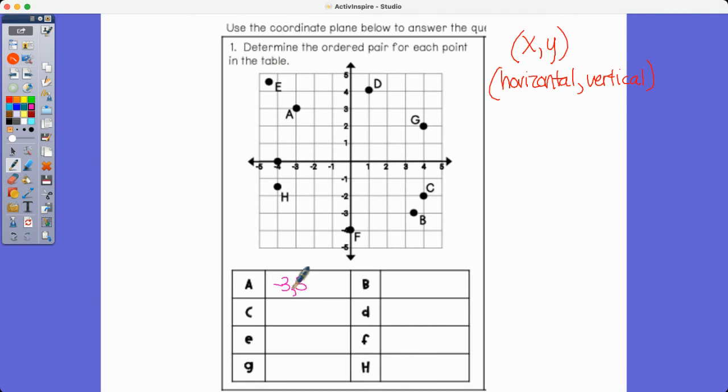Let's do B together. Okay, B's way over here. So I'm going to come over and I'm going to go horizontal first. 1, 2, 3. Not quite. It's not 4. It's in between. So it's 3 and a half. Okay, and then we have to come down. 1, 2, 3. It's on a line. That's -3.